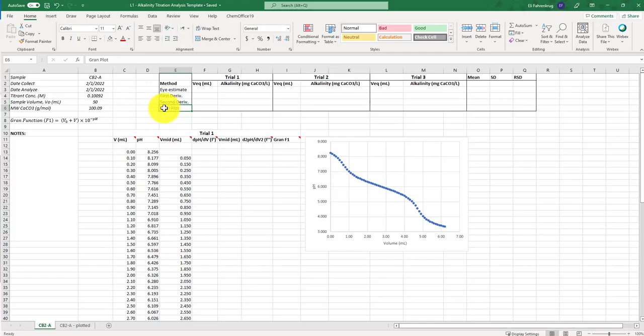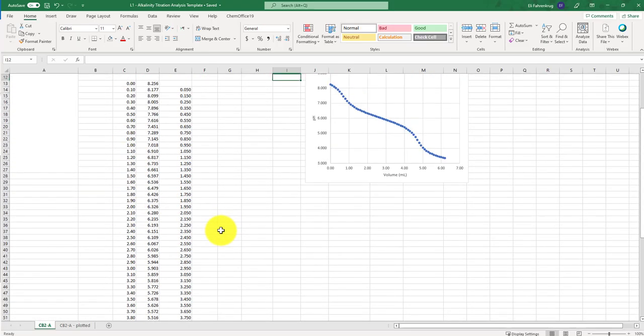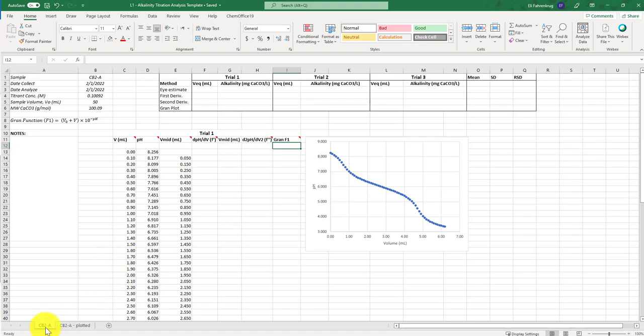The Gran plot is related to this function, the Gran function F1, which I just have laid out here, and we will use that function as we compute this column. And so for the data that you have, what I'd recommend in terms of the use of this template is, of course, you're going to need to replace this data, and a convenient way to do that is to make a duplicate of that spreadsheet so that you don't have to change the format of your template.